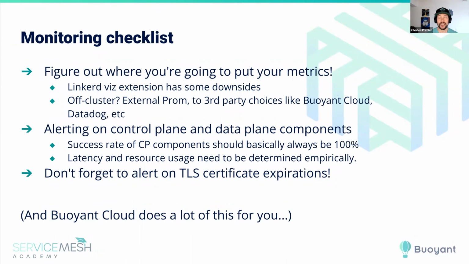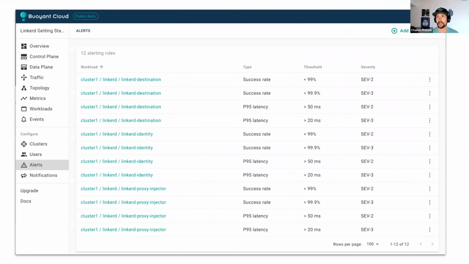This is just a guideline, but we definitely suggest that you pick a duration that matches your team, that gives them time to go in and rotate those certificates and then alert on that appropriately. So here, when we're talking about alerting, we see alerts inside of Buoyant Cloud. And there are alerts that are set here based off of success rates and P95 latencies.